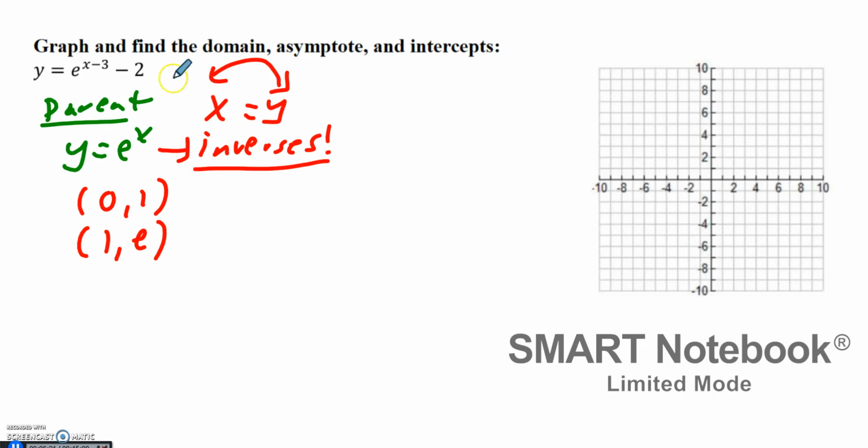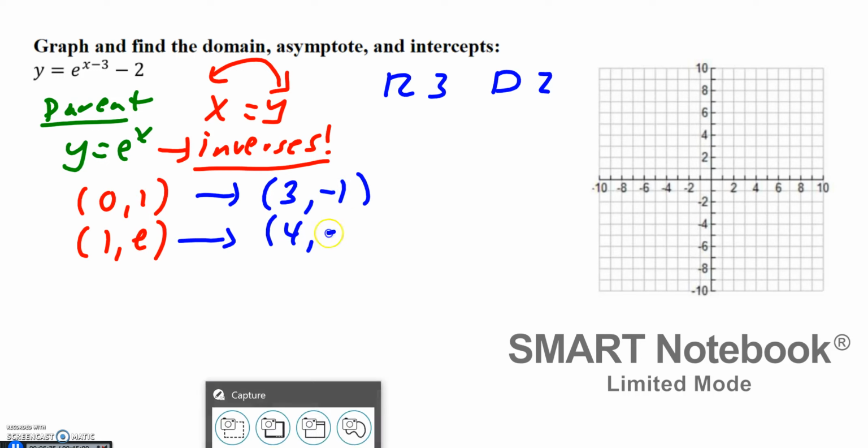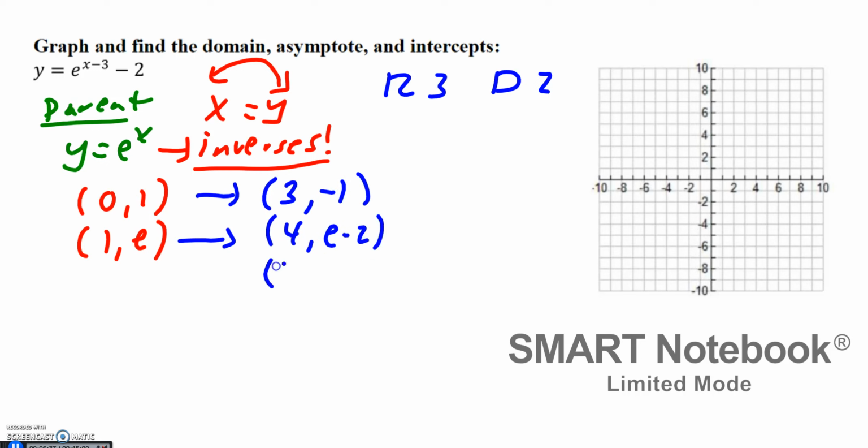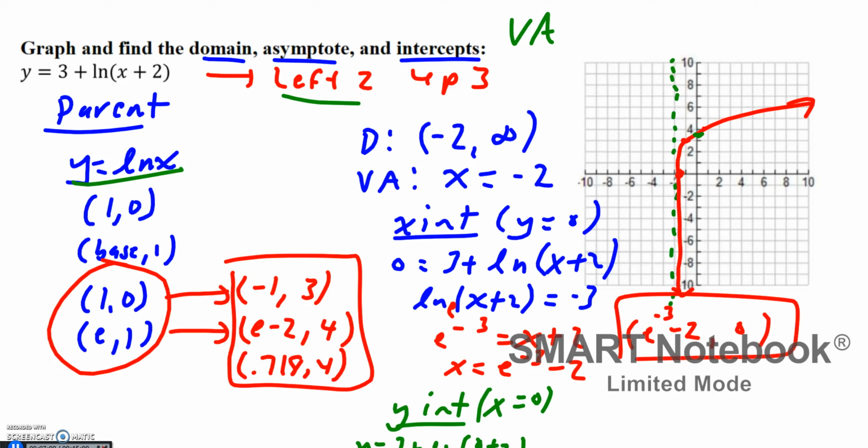And then if you think about what the graph is doing, we're going to the right 3 and we're going down 2. So if I went to the right 3, we would have 3 here and we'd have 4 here. If I went down 2, we'd have (3, -1), and we would have e minus 2, which could really be thought of as 4, subtract this, 0.718. So if I graph these 2 points, it would be at (3, -1), and it would be at (4, almost up to +1).